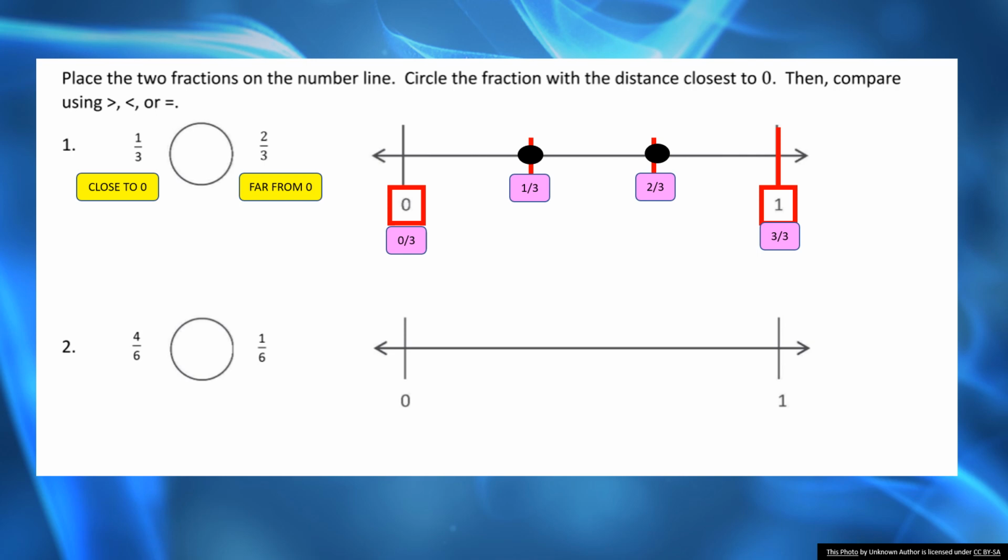Now, again, the one that's closest to 0 is the smaller fraction. The one that's farthest from 0 is the larger fraction. So that means that 1/3 is less than 2/3, because 1/3 is close to 0. So that means it's the small one. Now, you may want to pause your video to make sure that what I have on my screen matches what you have on your paper.